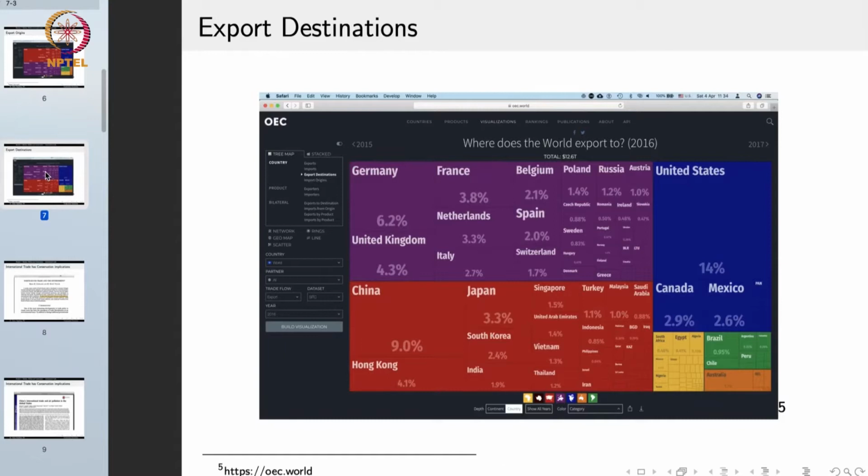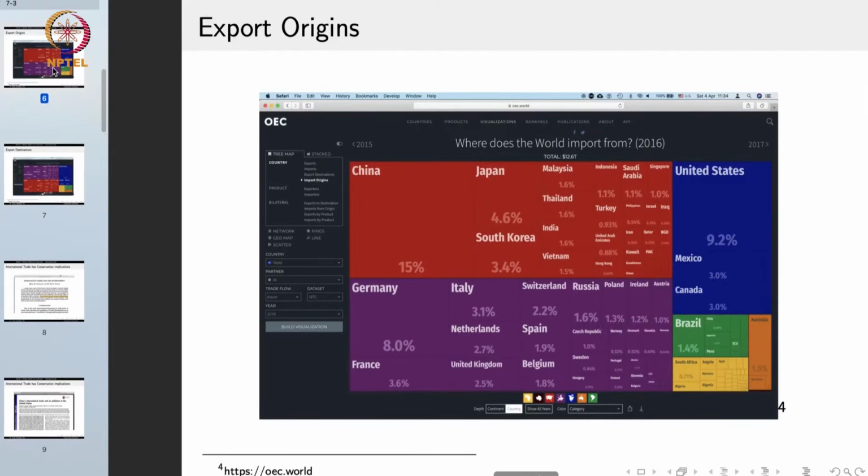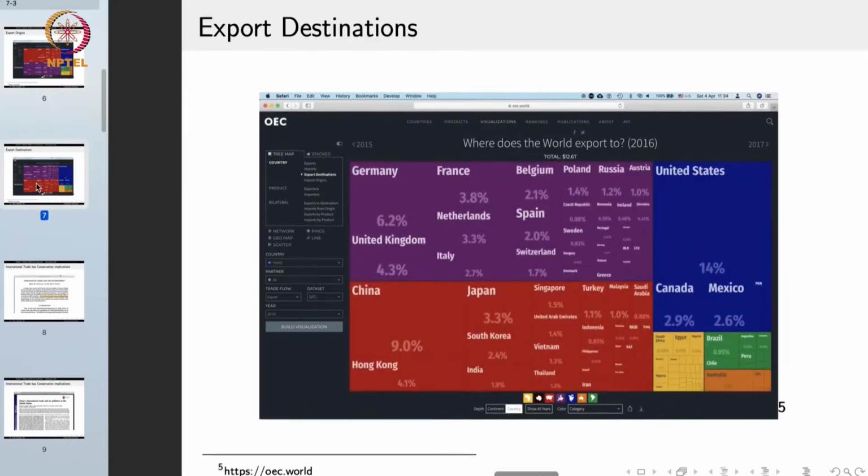And the goods are exported to a number of different destinations. If you look at destinations, the United States is importing around 14% of the global imports. So this is the largest import destination. A large quantity of goods and services are exported to the United States. The second is China at 9%, followed by Germany at 6.2%. So what we are observing here is that the countries that are the largest export origins are also the biggest export destinations, which means that on the world stage, there are certain countries that are the biggest exporters as well as the biggest importers.